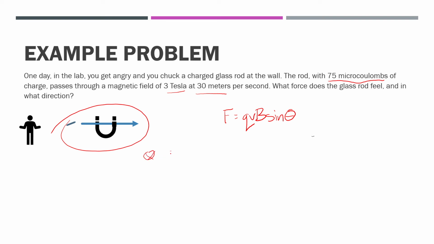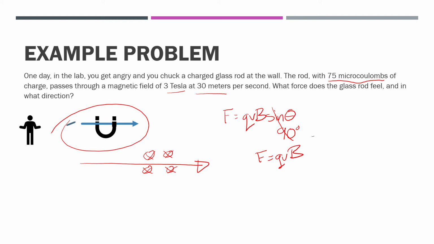Force is going this way, and you have a velocity going this way. So these are perpendicular to each other. So theta is going to be 90 degrees, which means the sine is just going to be 1. So now all we have to worry about is force is equal to QVB. I apologize for my handwriting. I am not used to writing on screens. It's something I'm still learning how to do.